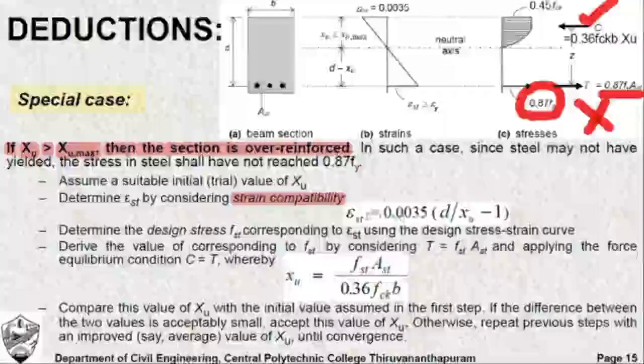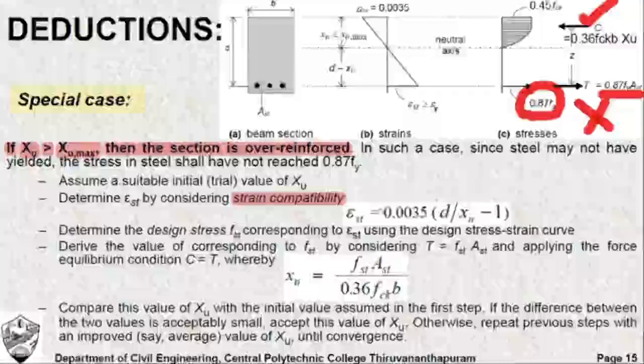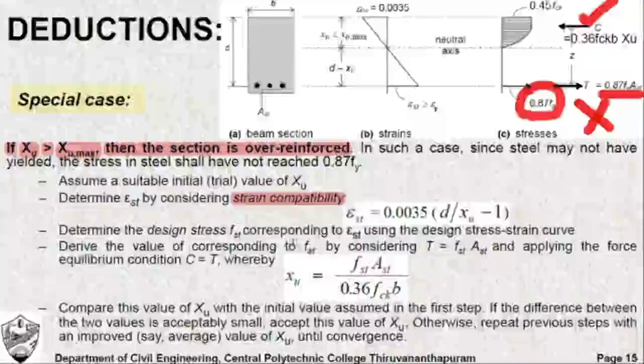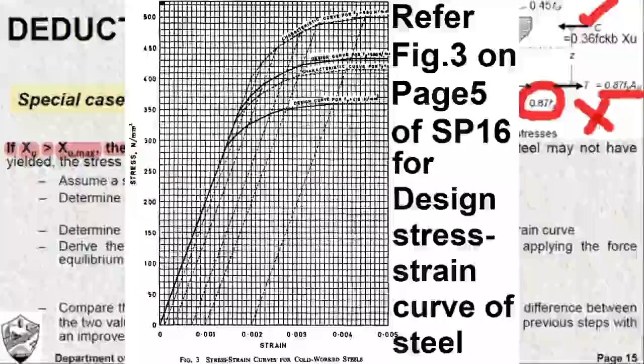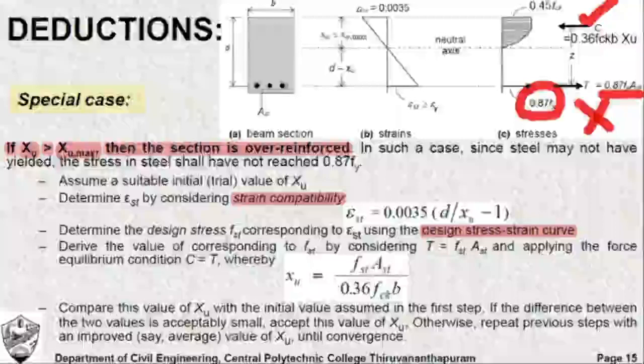So once you know the value of strain, you need to determine the stress in the steel. We know the strain at the level of steel, using which we can determine the stress at the level of steel using the design stress strain curve of steel. Using this curve, you can easily find out the stress at the level of steel. So let us say that stress is FST.